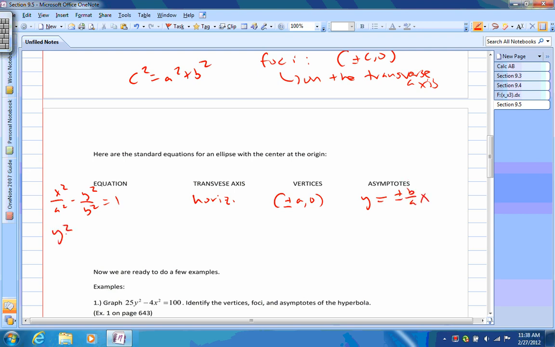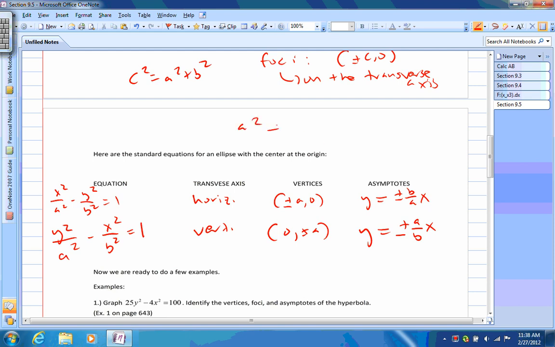If you reverse x squared and y squared, so now the fraction containing y squared is positive, this will be your equation. It will be a vertical transverse axis. Vertices will be on the y-axis, and the asymptotes will be plus or minus a over b times x.